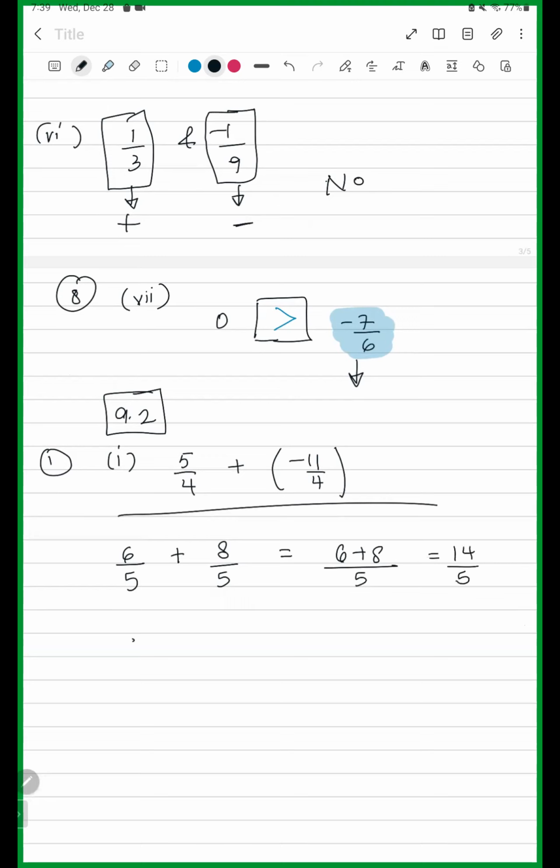Okay. So if the denominators were not the same, we would find the LCM. Yes. Very good. Okay. Now tell me, how will you do this? 6 by 5 minus 8 by 5. What will this be?